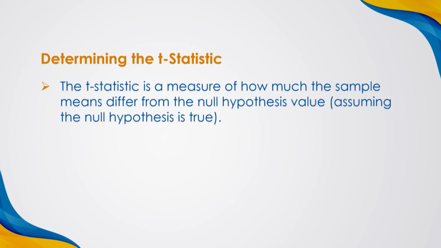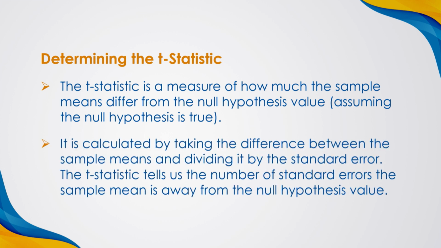Determining the t statistic. The t statistic is a measure of how much the sample mean differs from the null hypothesis value, assuming the null hypothesis is true. It is calculated by taking the difference between the sample mean and the null hypothesis value and dividing it by the standard error. The t statistic tells us the number of standard errors the sample mean is away from the null hypothesis value.